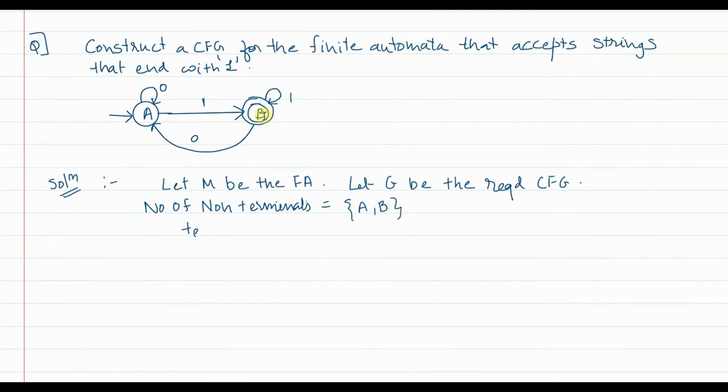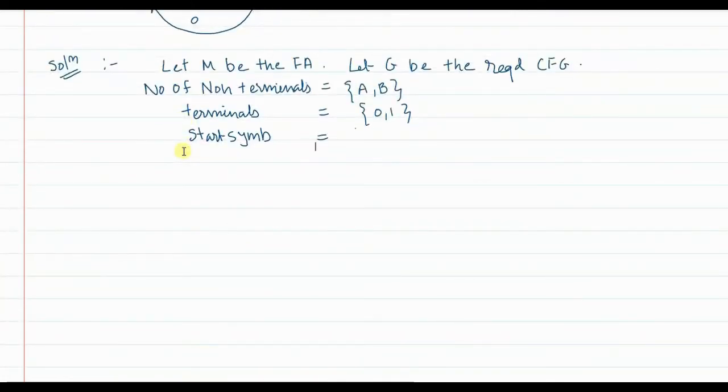Now, which are the terminal symbols in the CFG? Okay, it is very clear here, 1 and 0. These are the only 2 inputs. So terminal symbols will be only 0 and 1. Now, which is the start symbol? Which is the start state in the automata? A is the start state in the automata. That's why start symbol also will be A, non-terminal A.